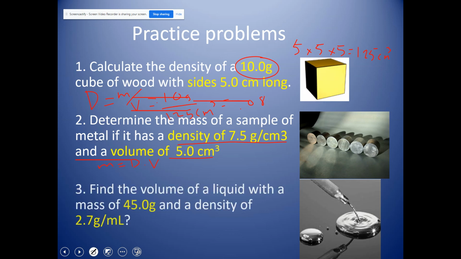Number 3, the volume of a liquid. So if we're going to find the volume based on our formula, the volume is actually the mass divided by the density. Okay, and here is my mass, it's in grams, and here is my density that goes down at the bottom. Plug those numbers in, and you get somewhere close to 16.7 milliliters.